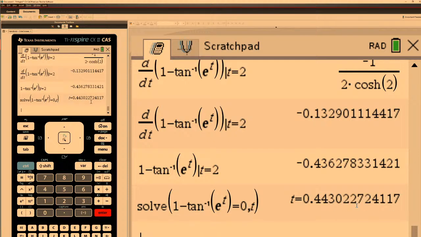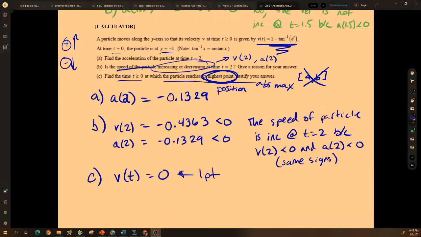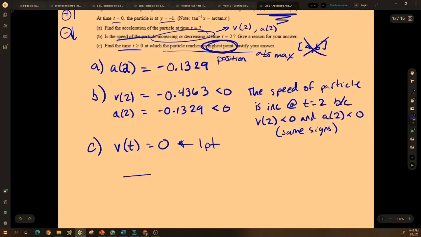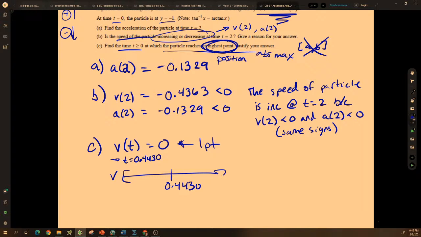And the only answer I get is t equals 0.443. That's it. That's all I get. So I get the number line for v of t with 0.443. And I want to write t equals 0.443. I want to write that. Okay. So this might have been 1 point. Make sure I write it underneath and then add it to my number line.